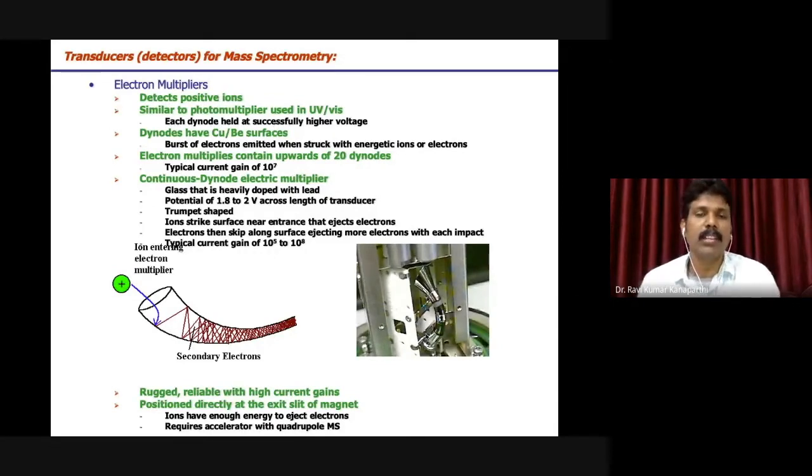There are certain devices, which we call diodes. They have a copper and beryllium surface. Suppose these positively charged fragmented ions hit the surfaces; they produce electrons, and these electrons will be captured by the diodes, and then they multiply several fold.